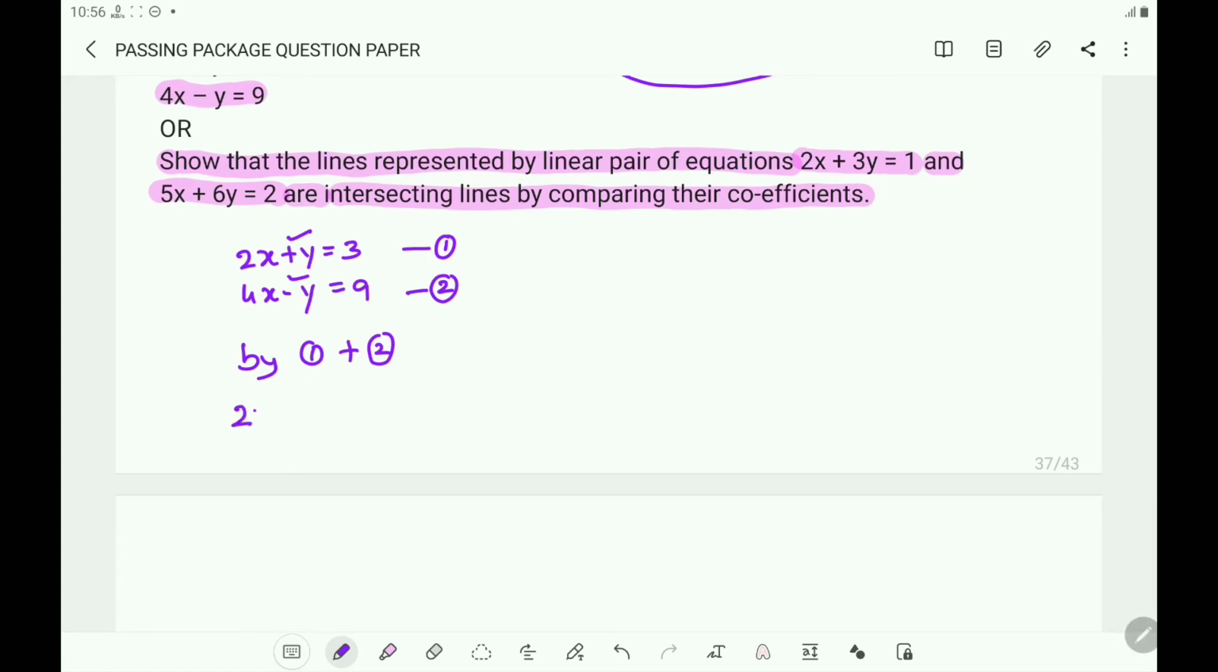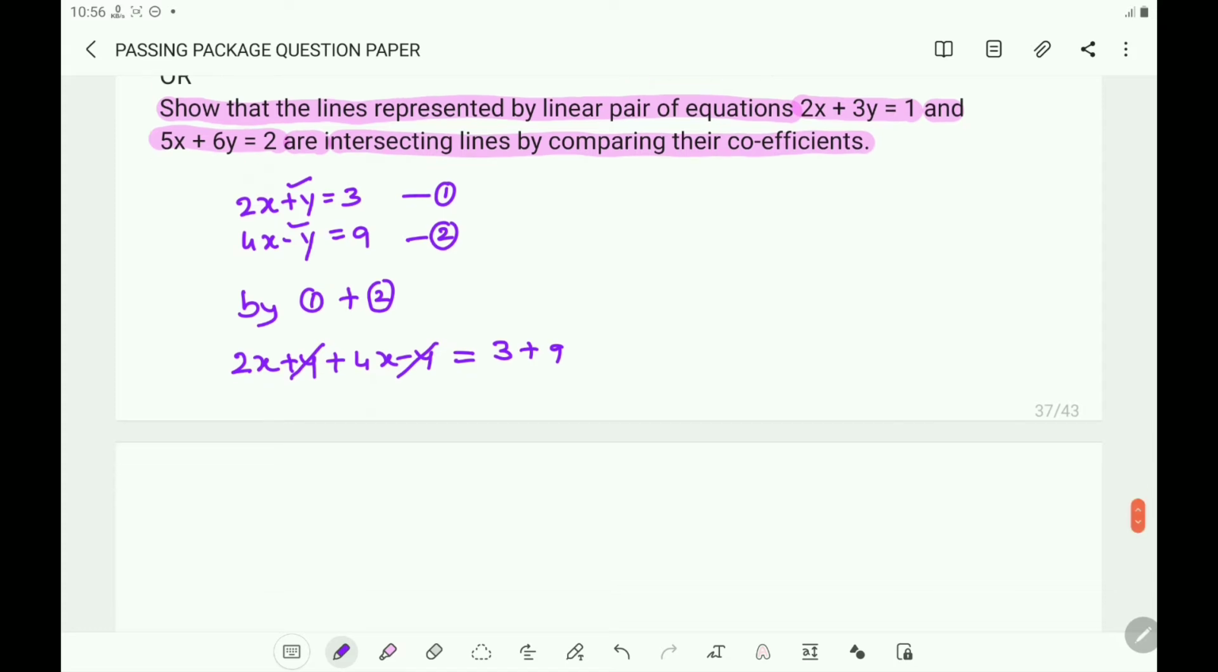So you write 2x plus y plus 4x minus y. This is the LHS of the first equation and this is the LHS of the second equation. LHS plus LHS equals RHS plus RHS, that is 3 plus 9. Now here plus y and minus y cancel. Find the sum of these two.